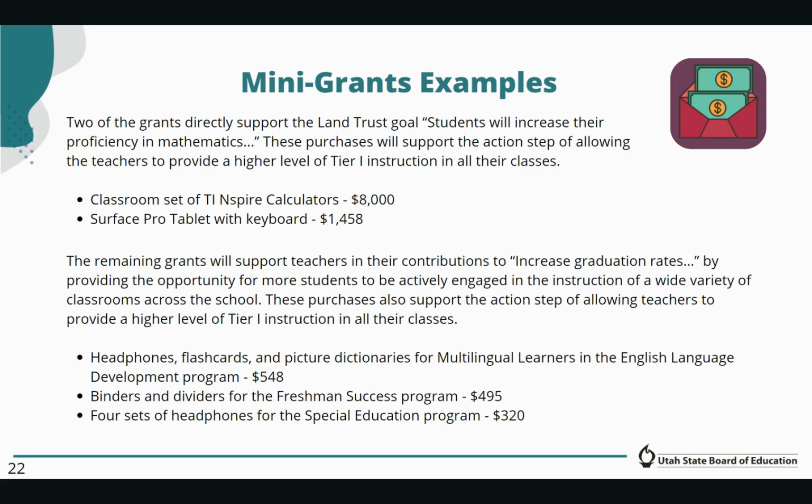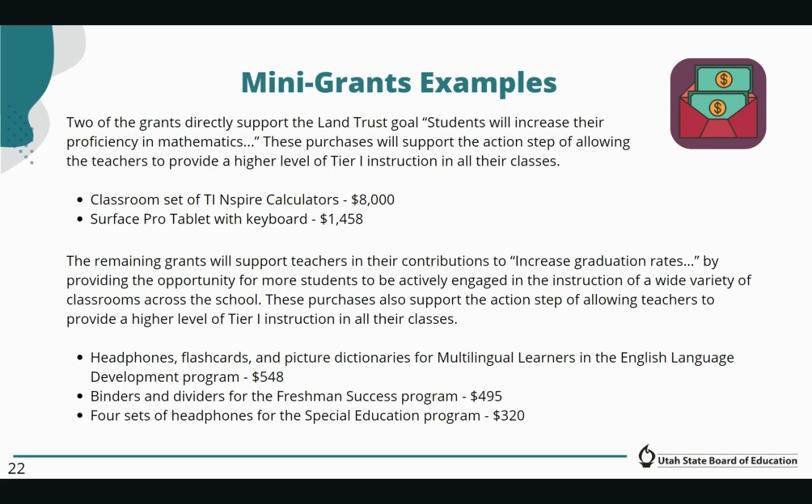2 of the grants directly support the land trust goal. Students will increase their proficiency in mathematics. These purchases will support the action step of allowing the teachers to provide a higher level of Tier 1 instruction in all their classes.